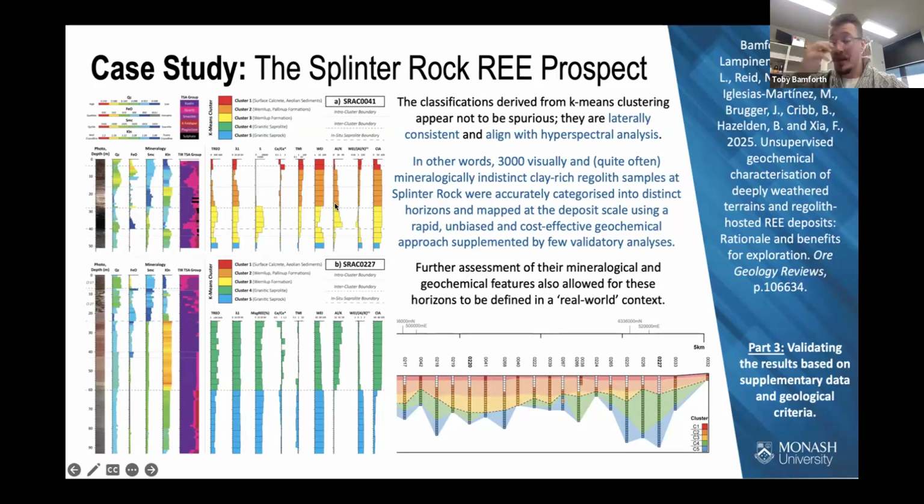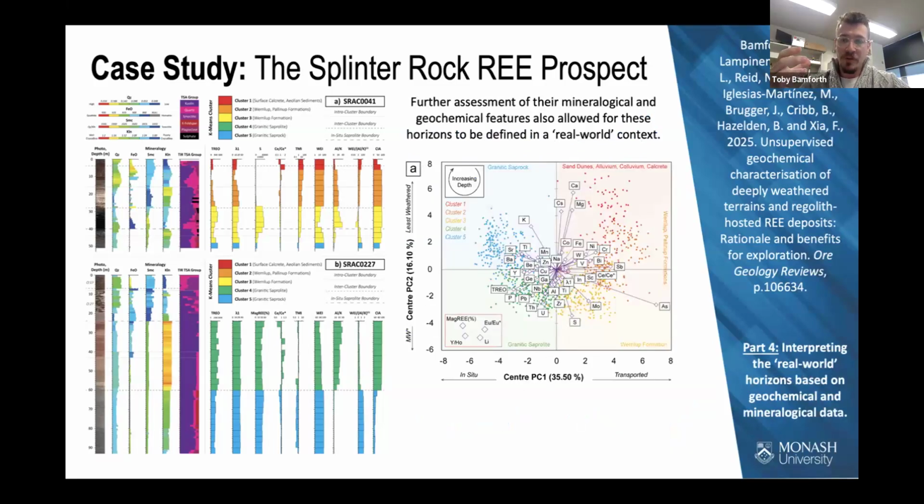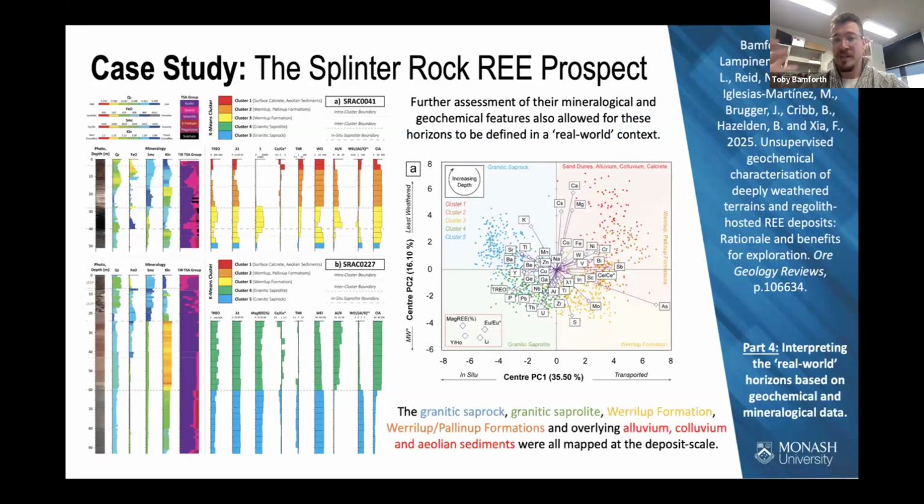So that is a way of validating: okay, we've done this analysis, it's returned these results, and actually mineralogically it makes sense, geologically it makes sense. We can start to build some confidence in our interpretations that these clusters that came back represent real geological features.